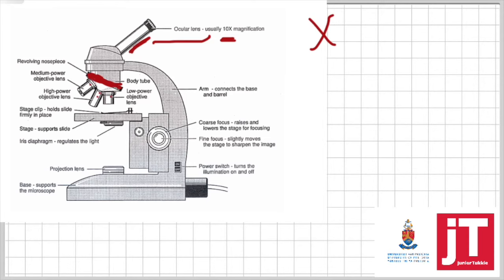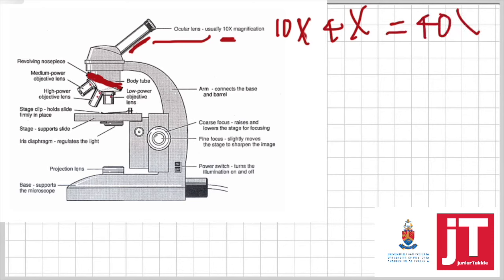And those lenses also magnify the specimen. So together with the eyepiece lens, 10 times, and let's say you have the objective lens as well, which is 4 times, that microscope with that objective lens can magnify the specimen up to 40 times. That X means times. So that is what the objective lenses allow you to do: view the specimen and magnify the specimen so that you can view the specimen.